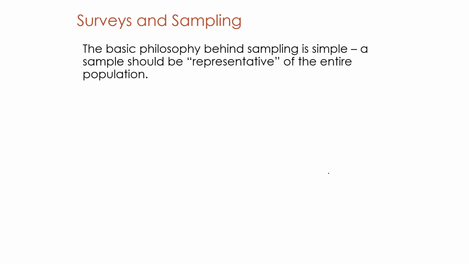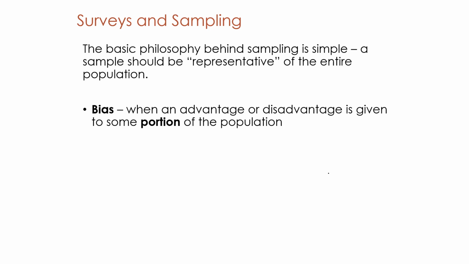The basic philosophy behind sampling is simple. A sample should be chosen to be representative of the entire population. Everybody agrees on that, but exactly how you go about that isn't obvious. Convenience sampling is done because it's convenient. A lot of people go to the cafeteria to ask people questions, but there are people in the population that you're interested in.